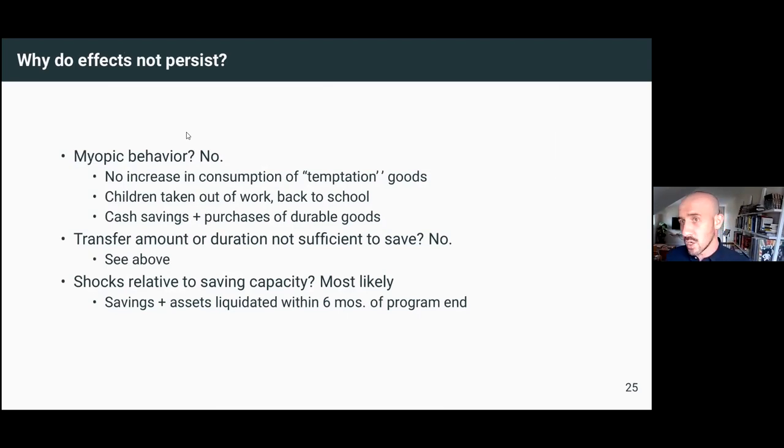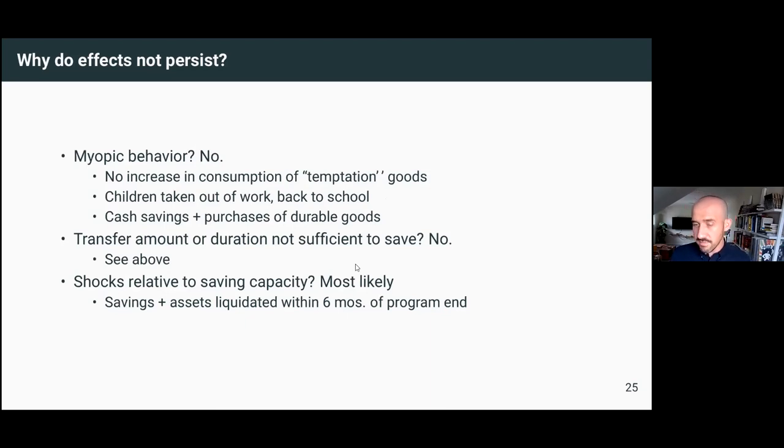Why do effects not persist? It's not myopic behavior. We show that families don't spend the money on temptation goods. You know, children taking care of work, they go back to school, their cash savings, their purchase of durable goods. So families are trying to smooth consumption. Transfer amounts are large, so duration is also not the issue.